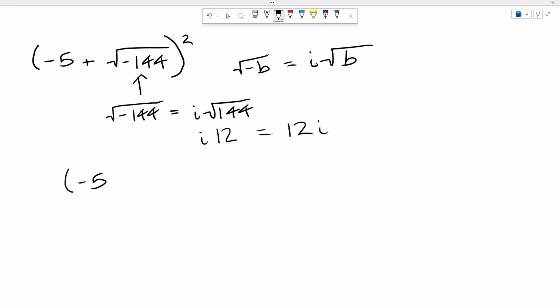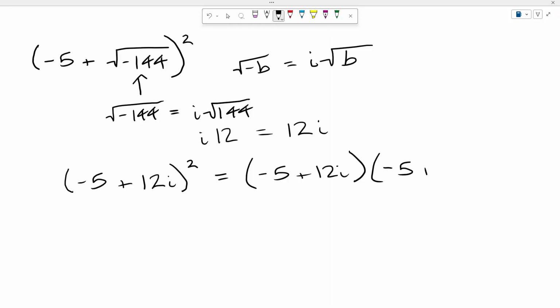So now, let's rewrite this. We have -5 plus 12i, and this is still squared. So now this is much more reasonable for us. So we'll have to do some foiling here. It's the same thing as just saying -5 plus 12i times -5 plus 12i.